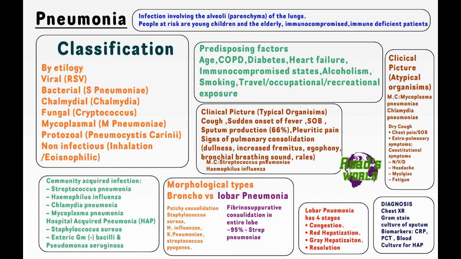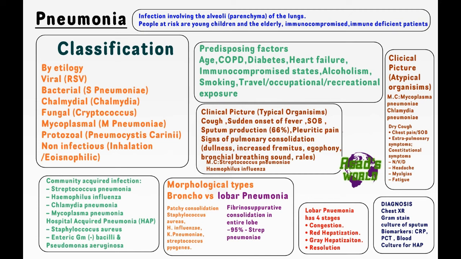Now, how to diagnose this? You can diagnose it by chest X-ray, Gram stain and culture of sputum, and biomarkers such as CRP, PCT, and blood culture. For what? Hospital acquired pneumonia, because you can observe these organisms such as Staphylococcus aureus and Pseudomonas aeruginosa, which are gram-negative bacilli. Now, there are 4 stages of lobar pneumonia that are important.